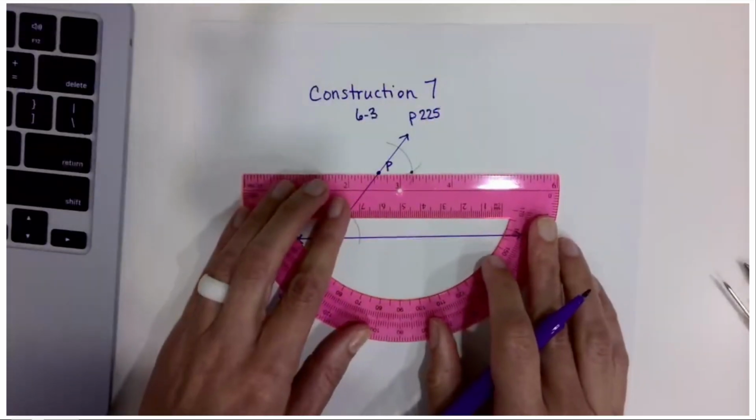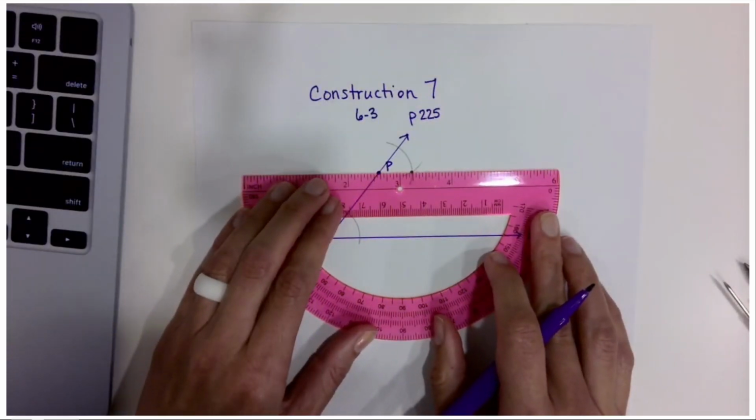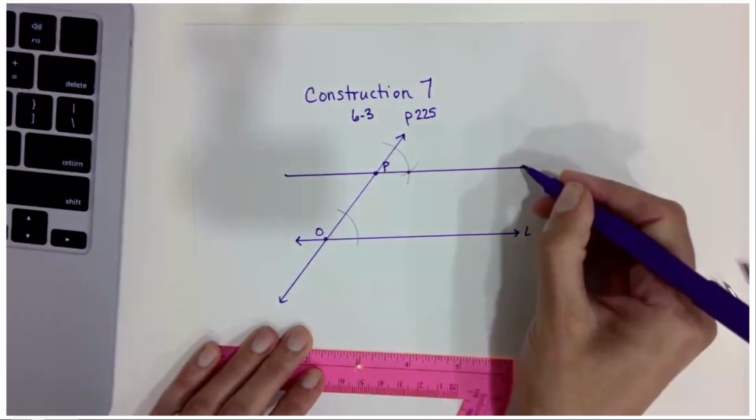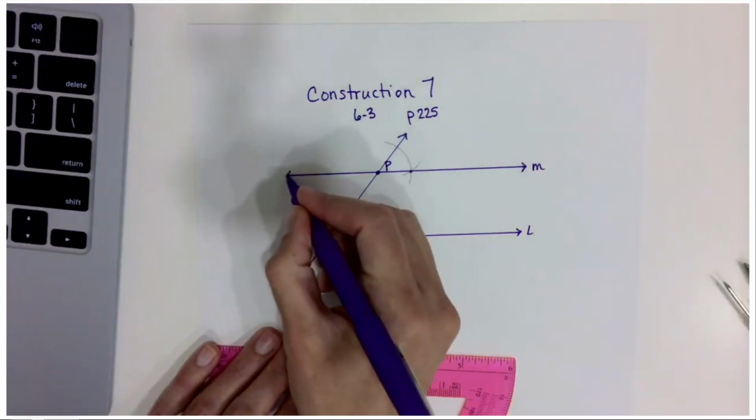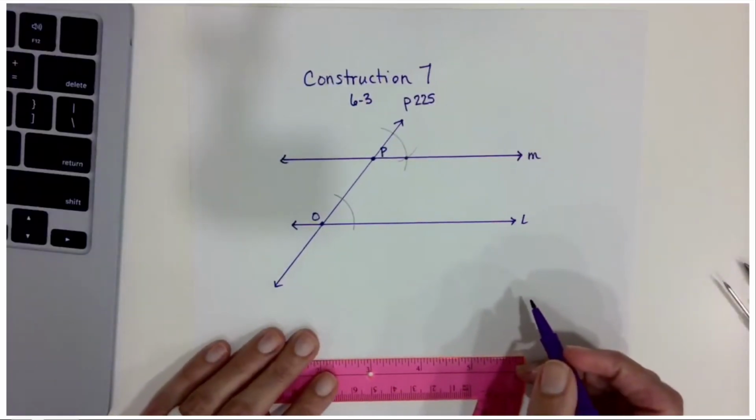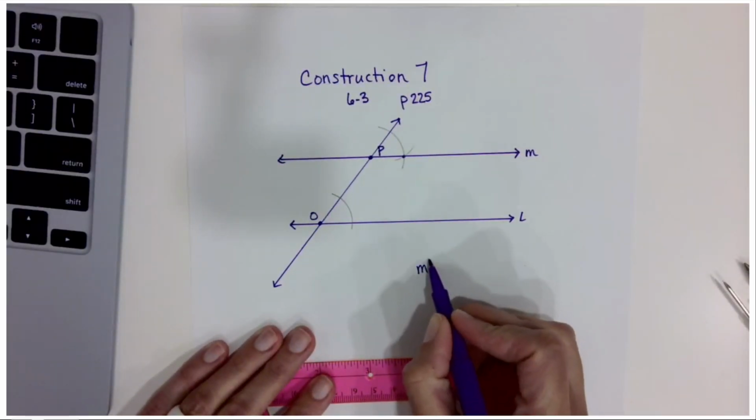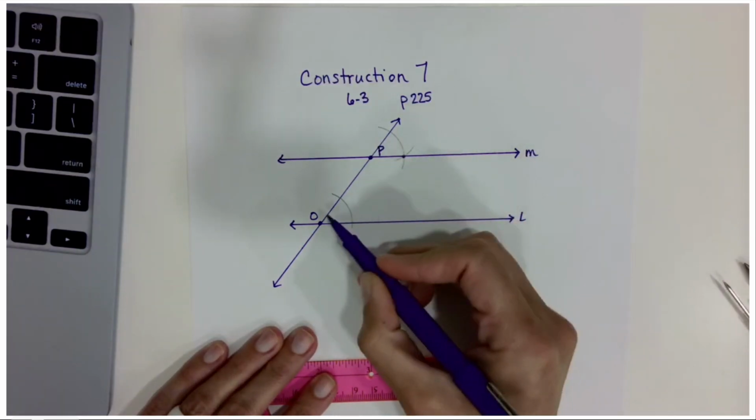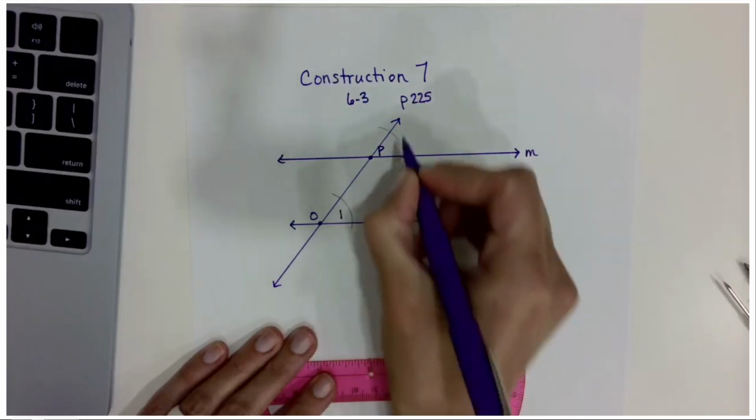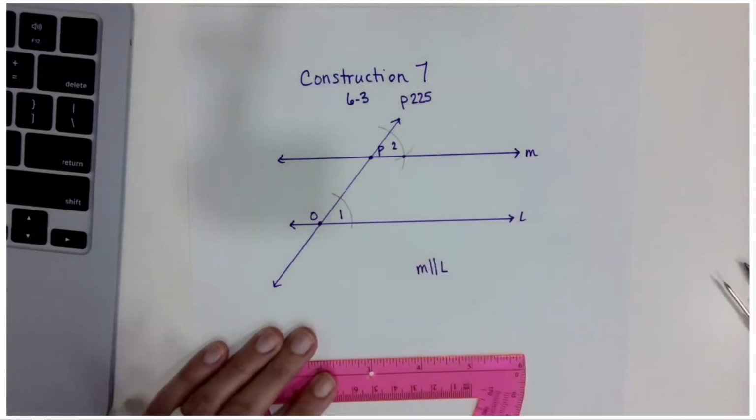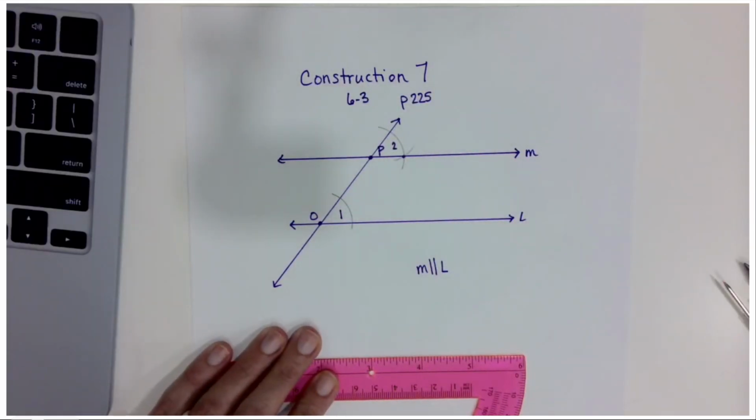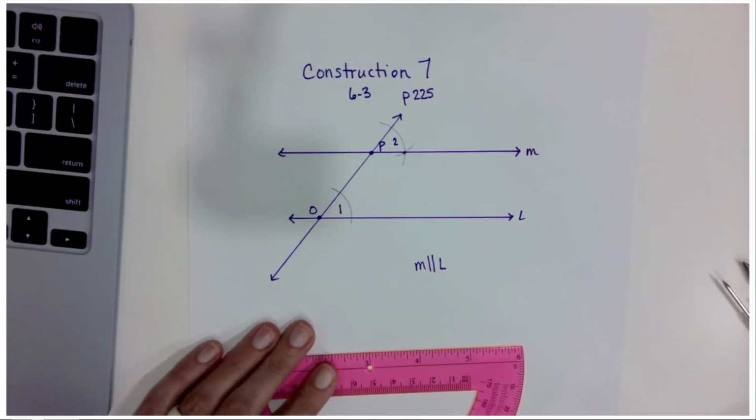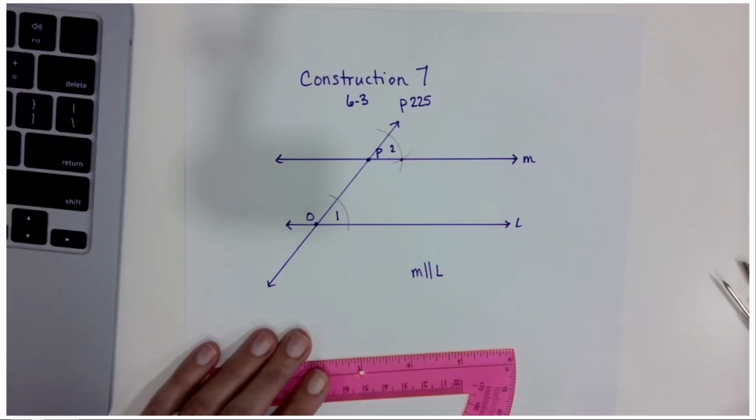and I'm going to draw a line connecting these two points. I will name this line M, and I know that these are parallel lines. Line M is parallel to line L because they have corresponding angles. This is the same measurement as this is. These are corresponding angles. Awesome. That's construction 7. Make sure you do that along with me or right now.